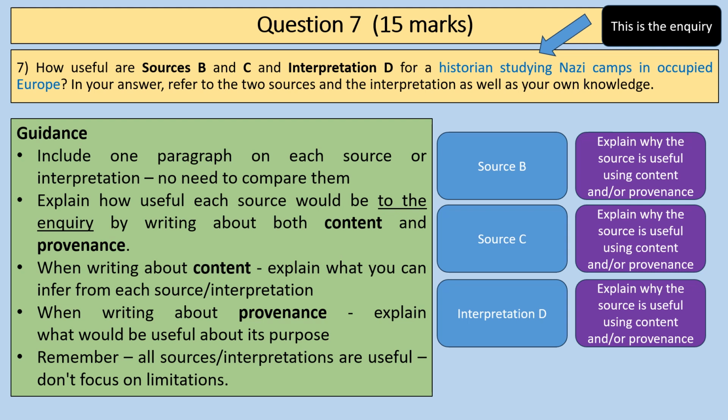Remember, all sources and interpretations are useful, and you should very much focus on the ways in which the sources or interpretations are useful. Don't focus too much on limitations, so try to avoid phrases like, this source is biased, therefore it's not useful. Remember, all sources are useful. So there's a structure. You're going to have one paragraph on each, source B, source C, then interpretation D. There is no need to compare the sources and interpretations with each other. No need for an overall conclusion.